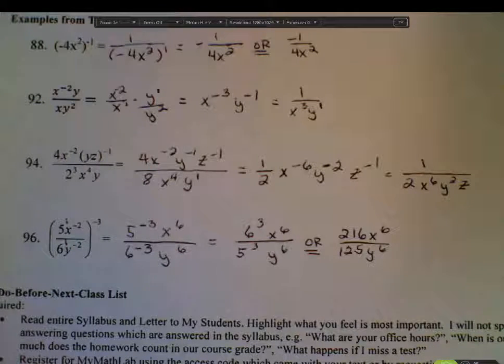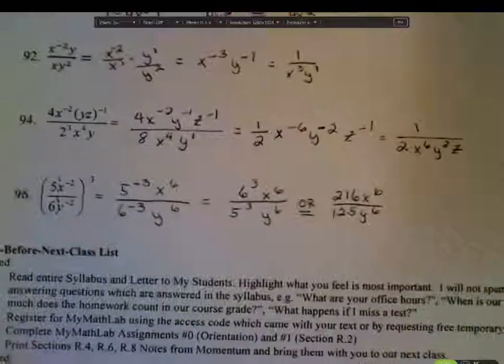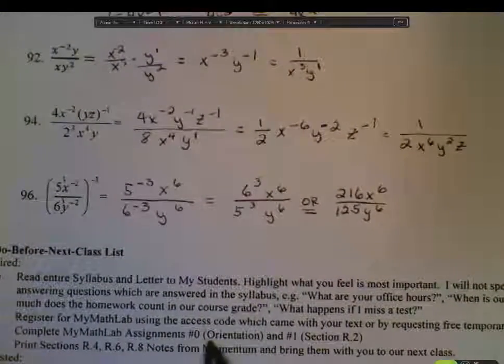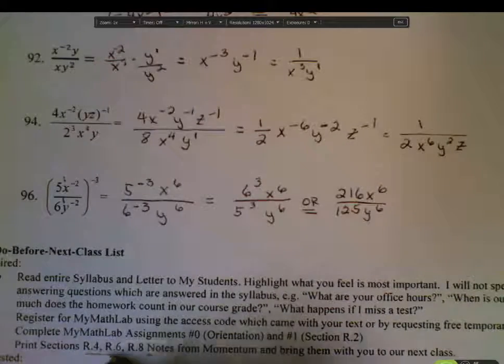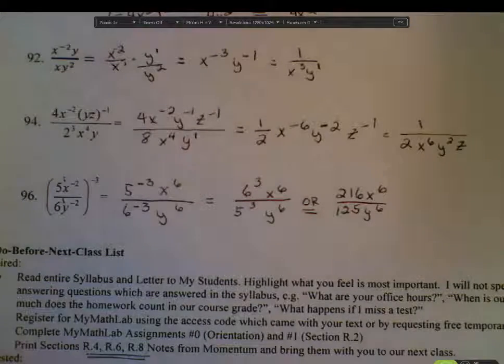All right, that gives you some exponent examples that are very closely equivalent to those that you have in your homework. Just refer to the examples as necessary, and then email me if you have any trouble with the homework. Be sure you tell me what you've tried, not just I don't know how to do this problem. And for next class, you need to make sure that you do the orientation assignment, and section R.2 is assignment number 1, and bring these notes with you to our next class.